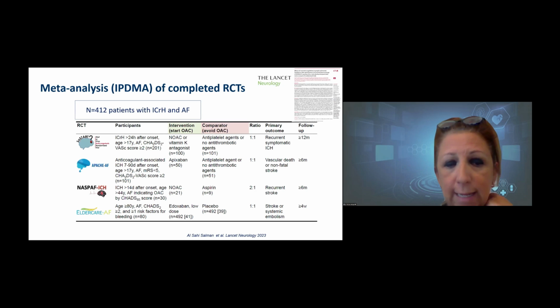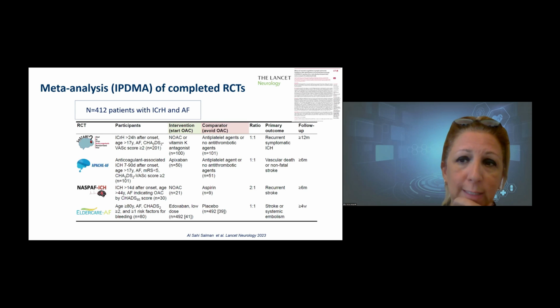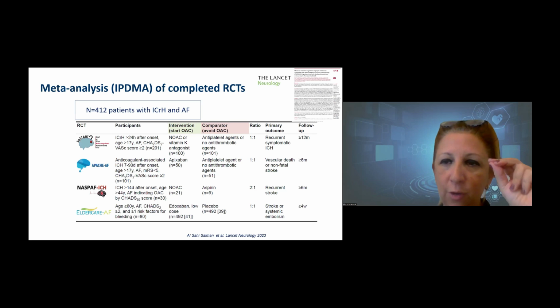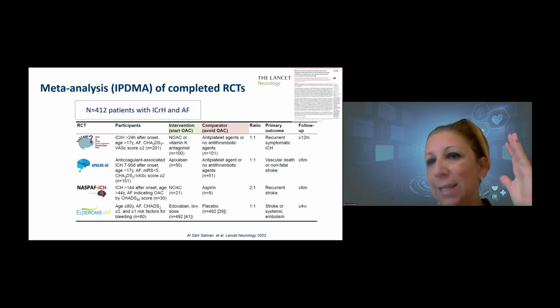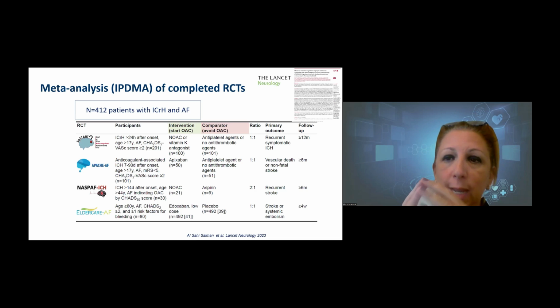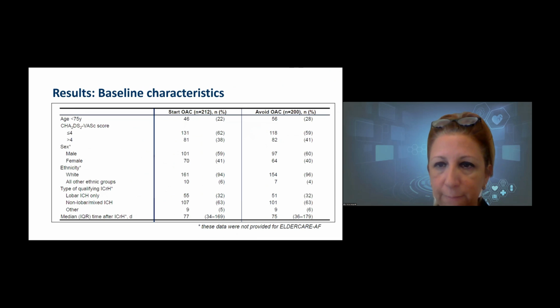All trials were open label. The ELDERCARE trial was placebo-controlled. All trials compared oral anticoagulation; in 99%, the OAC was DOAC. Actually, DOAC were compared with no anticoagulation. The control arm, the no anticoagulation arm, included patients who received antiplatelets or no antithrombotics.